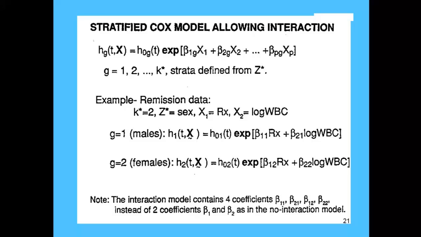What do you think the null hypothesis is? What's usually the null hypothesis? The simpler thing. What's the simpler thing? No interaction. So if you reject the null hypothesis, what are you going to conclude? That you need the interaction model. And if you don't reject it, you're going to say, okay, I can use the no interaction. That's how it works. Okay.